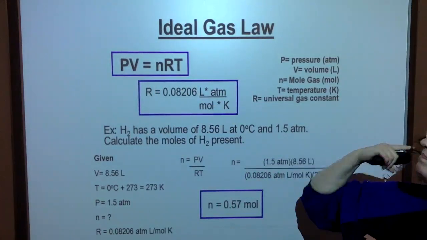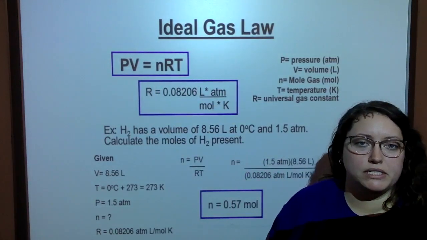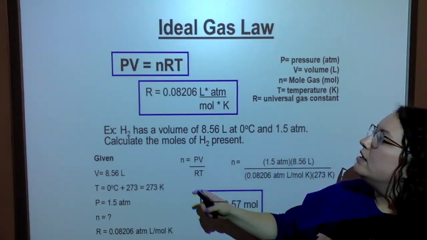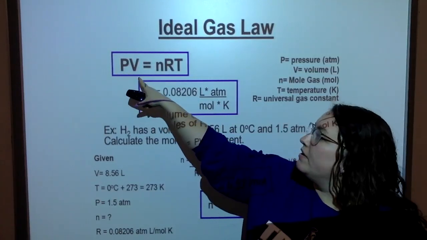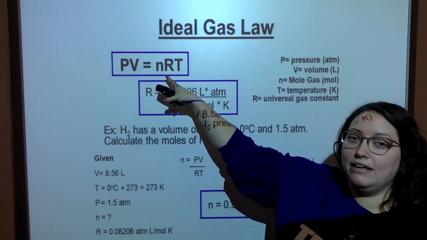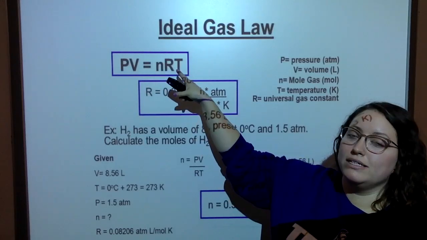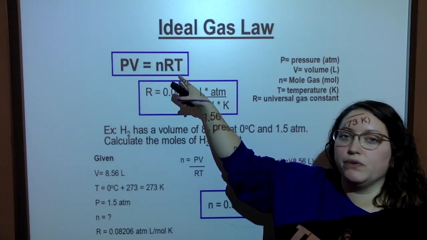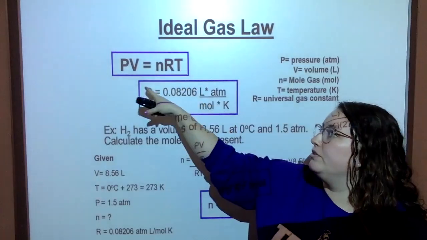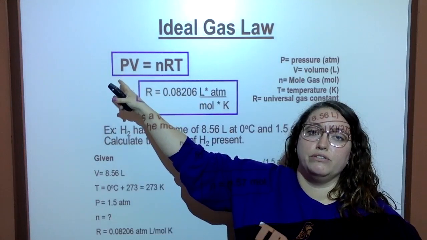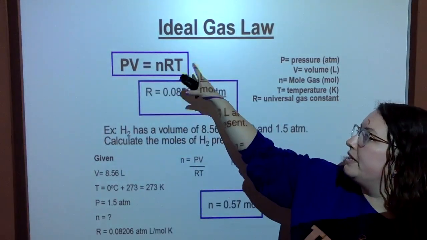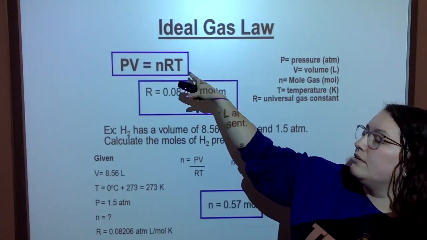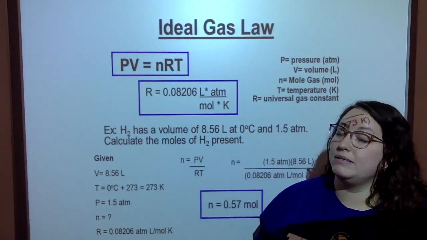So for these, there's a couple of rules that go with them. P is going to be pressure, V is volume. You're going to set that equal to N. N is the number of moles. R is a constant, and which value you use for R will depend on which units you're using for P. We'll talk about that in a second. So R is a constant that will be given, and then T is temperature. It has to be in Kelvin.